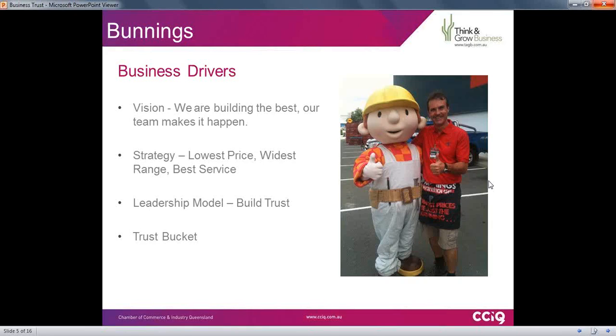Now, in some ways it's contradictory because many businesses can't offer lowest price and best service. To have lowest price, you have to have lowest cost. And for some people, that would mean not having experts on the floor to be able to provide the best possible service that they can for their customers. So by having those 3 pillars within their strategy, lowest price, widest range, best service, they build trust within their customers. And they deliver.